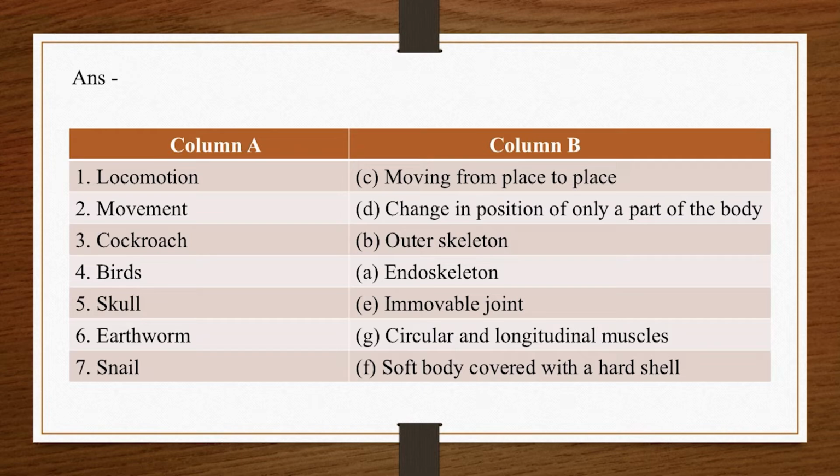Answer. Column A, Column B. 1. Locomotion: C. Moving from place to place. 2. Movement: D. Change in position of only a part of the body. 3. Cockroach: B. Outer skeleton. 4. Birds: A. Endoskeleton. 5. Skull: E. Immovable joint. 6. Earthworm: G. Circular and longitudinal muscles. 7. Snail: F. Soft body covered with a hard shell.